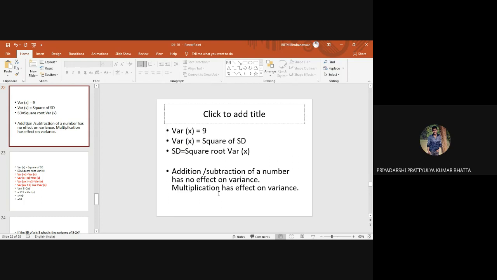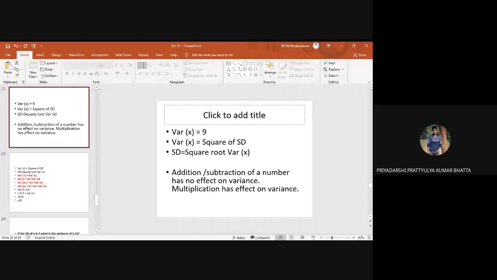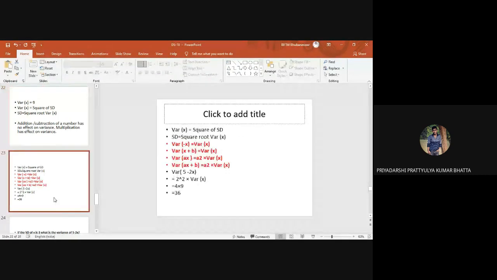Sir, positive, negative doesn't matter. Only multiplication is directly affecting your variance. If it were 5 + 2x, or suppose here I made it 5 + 2, okay. So what will the answer be? Same variance, 36 of x will come. 36 will come, the same, by the formula obviously.